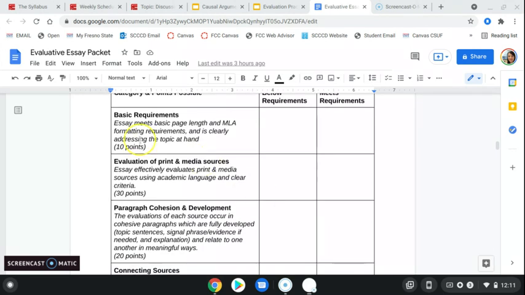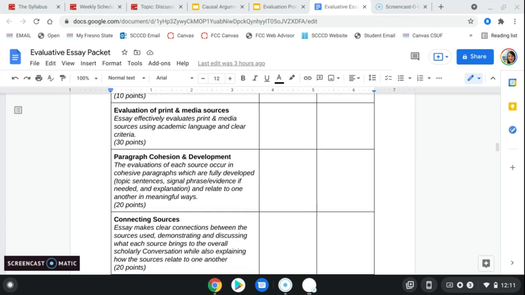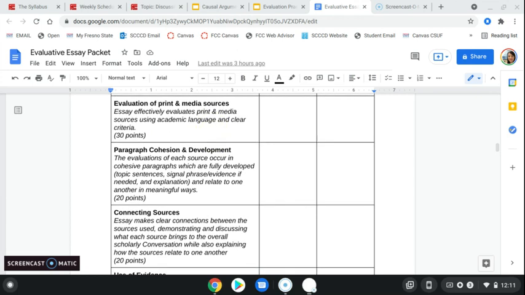So 10 points come from just your basic requirements. Is it the right page length? Do you use MLA? And do you clearly stay on topic? Then you get up to 30 points available for evaluating those print and media sources. So these are the articles and videos that I've given you. That's what you're evaluating. And you've got up to 30 points available for that section of the essay.